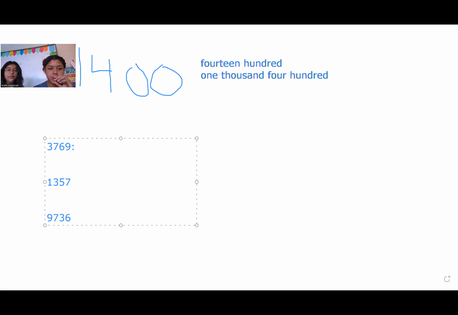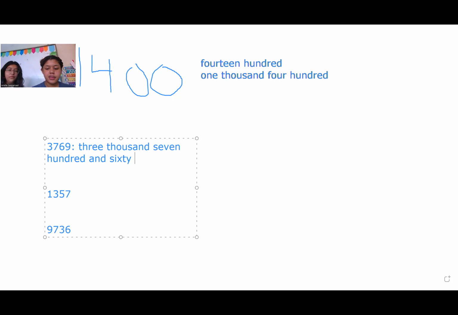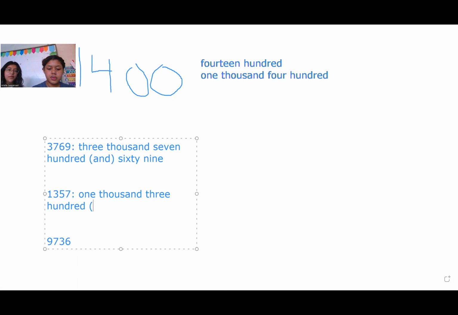Okay, so we have some practice ones. I put a number for each, though it's a little hard. So this is 3,769. I'll put the and in parentheses. The and is always an option. You can say with the and or without. And 57, so that's 1,357.